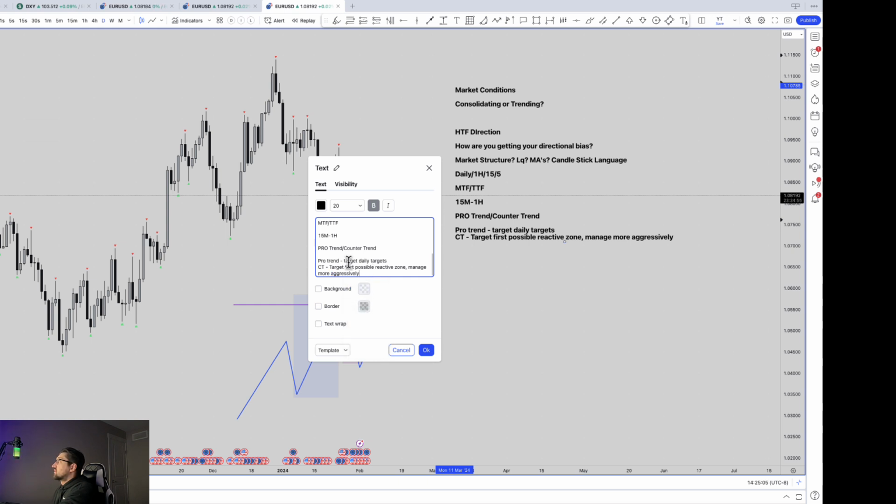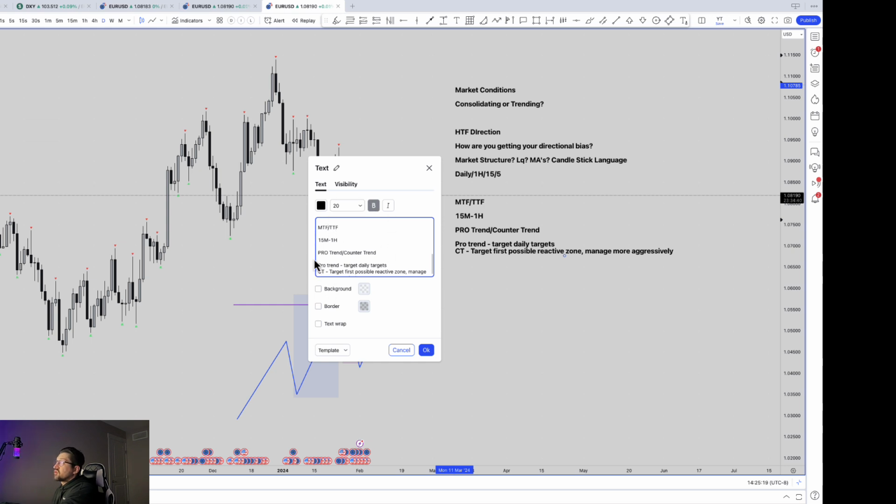Obviously the trending market conditions, again, have their own rules. The liquidity market conditions will have their own rules. All right. And same thing. This you need to differentiate. You need to differentiate which phase you're in. Are you pro trend or are you counter trend? This is a big thing.